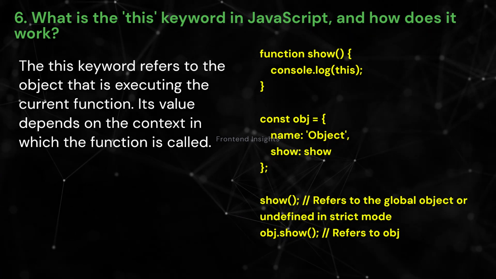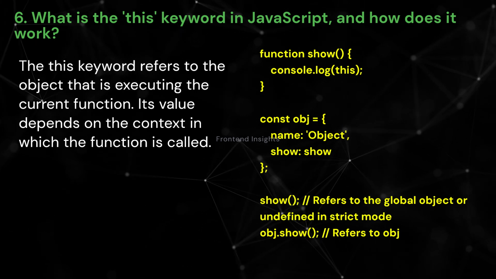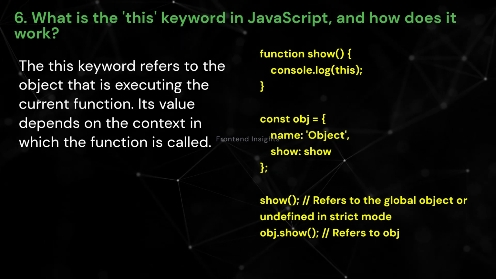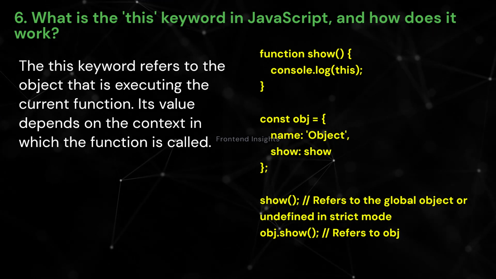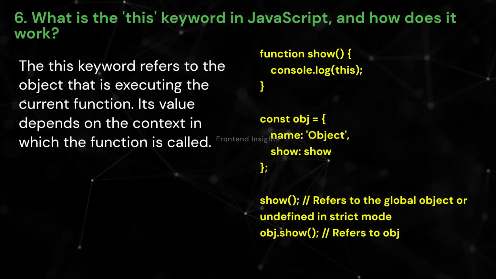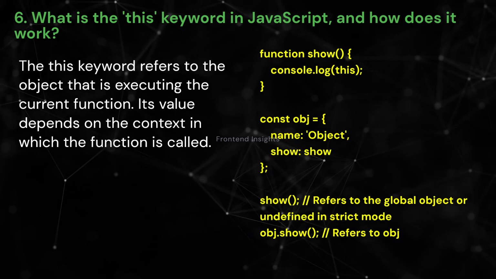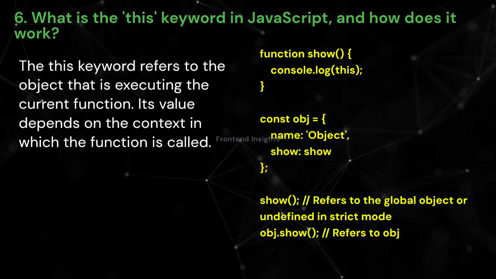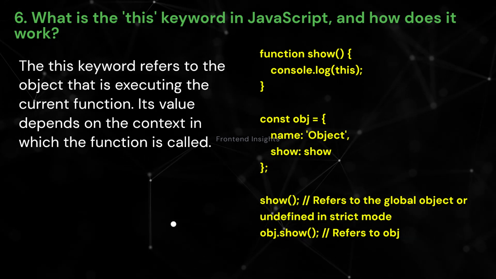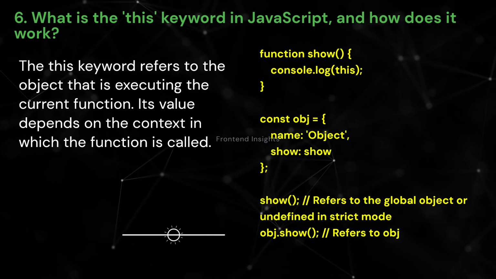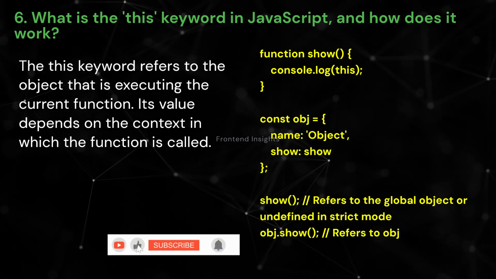Okay, so in this example, show called in the global scope refers to the global object window in a browser, or undefined in strict mode. And obj.show refers to obj because this points to the object that owns the method. Now move to the next question.